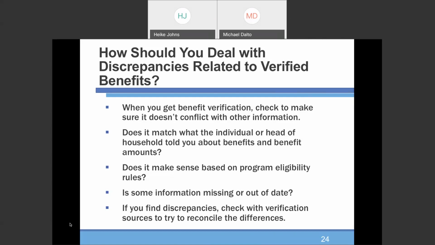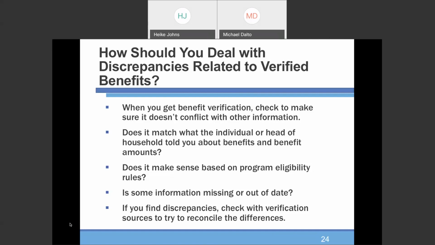So you get official verification, compare that to what the person or the head of their household told you about benefits and benefit amounts. Does the information make sense based on program eligibility rules? Looking at the person's income, their resources, their other circumstances, their living arrangements, does it make sense that they're getting the benefits and benefit amounts that they told you or that the official benefit verification told you?